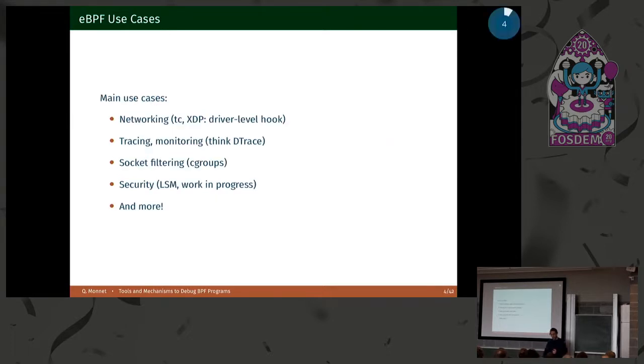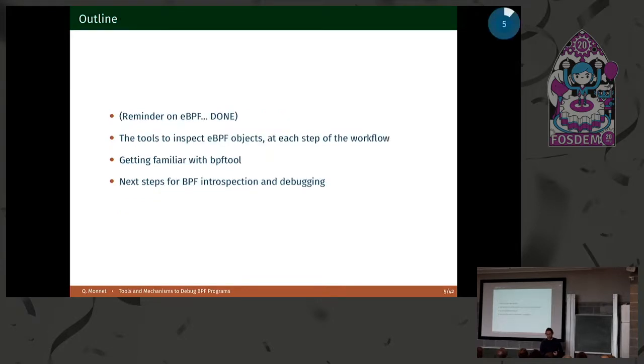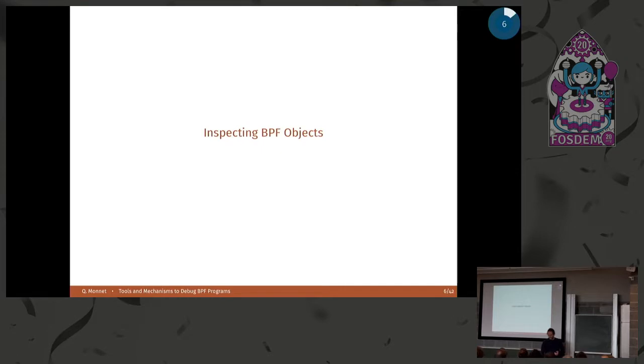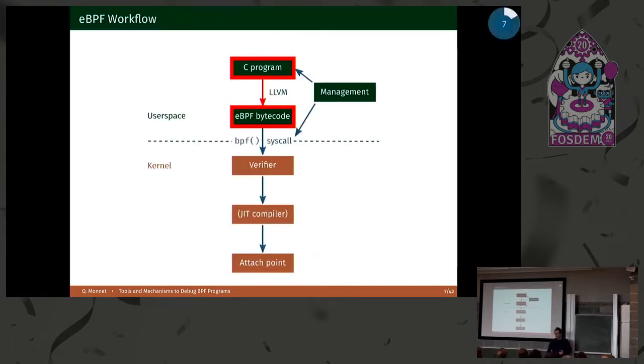So I just forgot to mention the main use cases for BPF. So we have networking, tracing. We have also some use case for socket filtering between C groups. There is work in progress for Linux security module. And we have also more use cases, smaller ones that exist today and probably some others that will appear in the future.